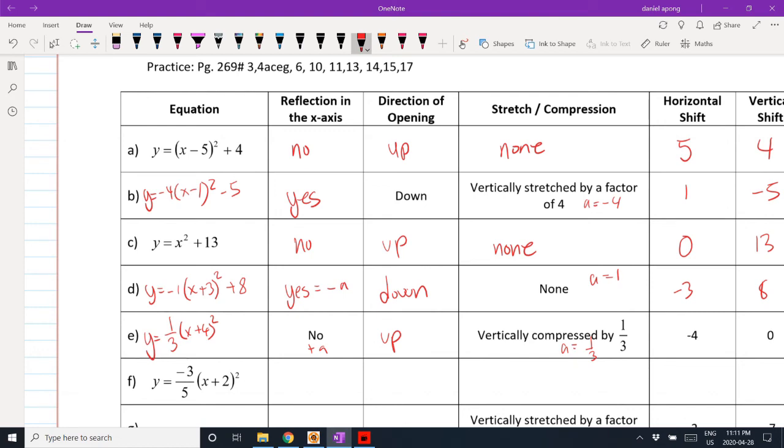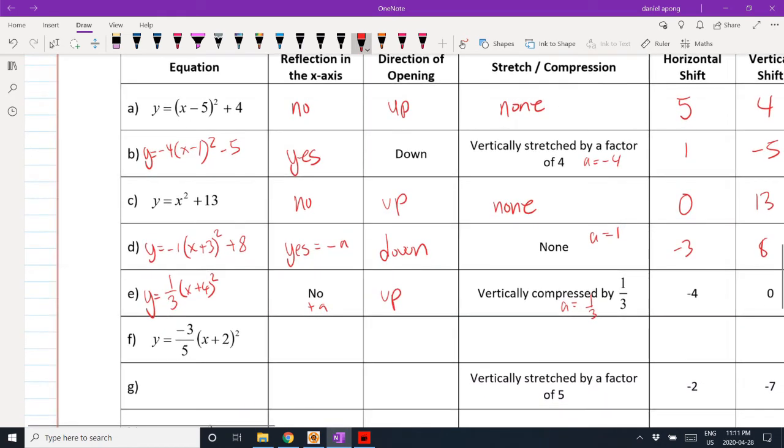Okay, so let's take a look at the next one, f. Okay, so is there a reflection? We can see that negative sign there on the a value, so yes, there is. Direction of open, because it is negative, it'll open down. Okay, and is there a compression? Yeah, we have this fraction here, 3 divided by 5.